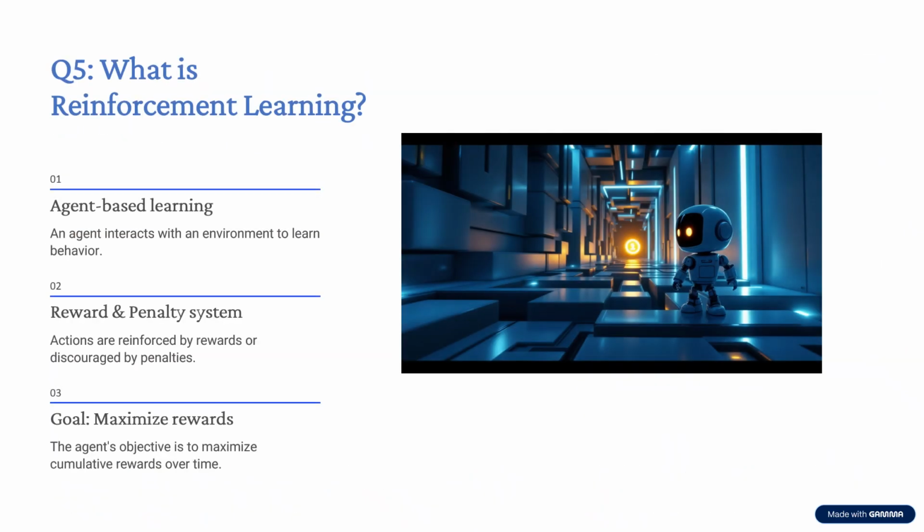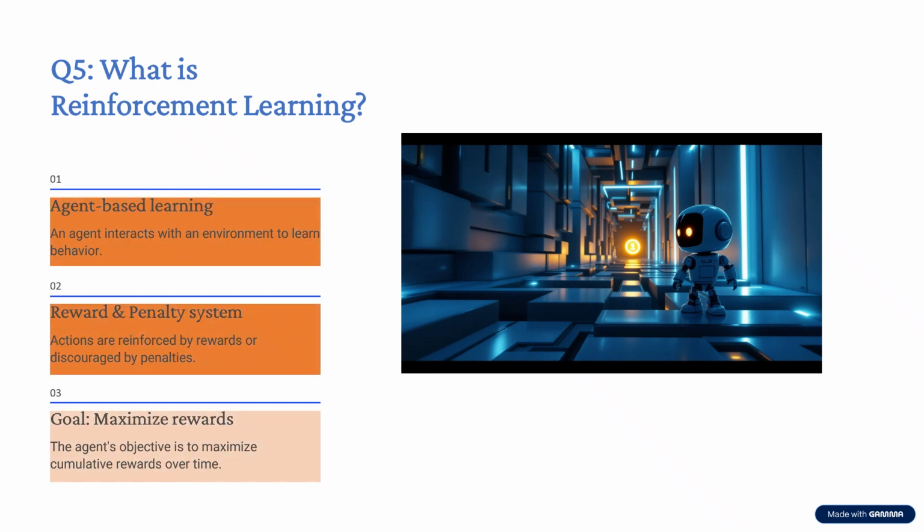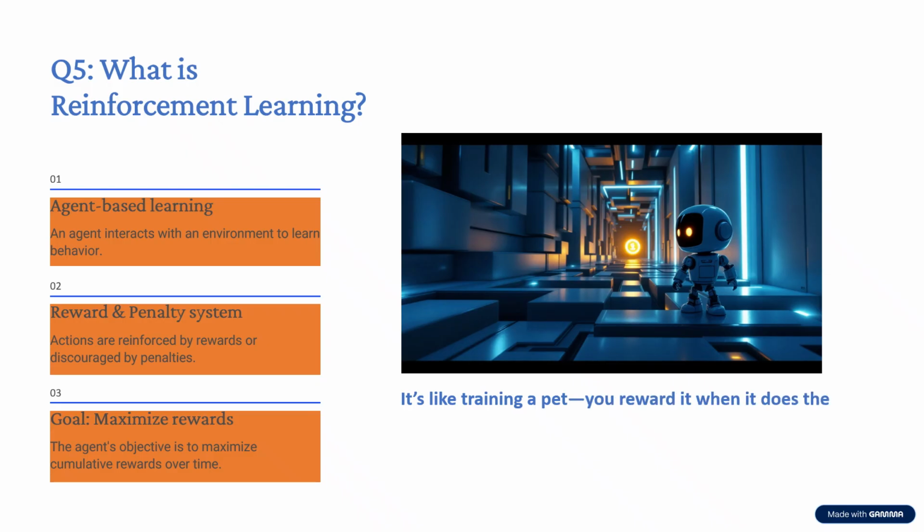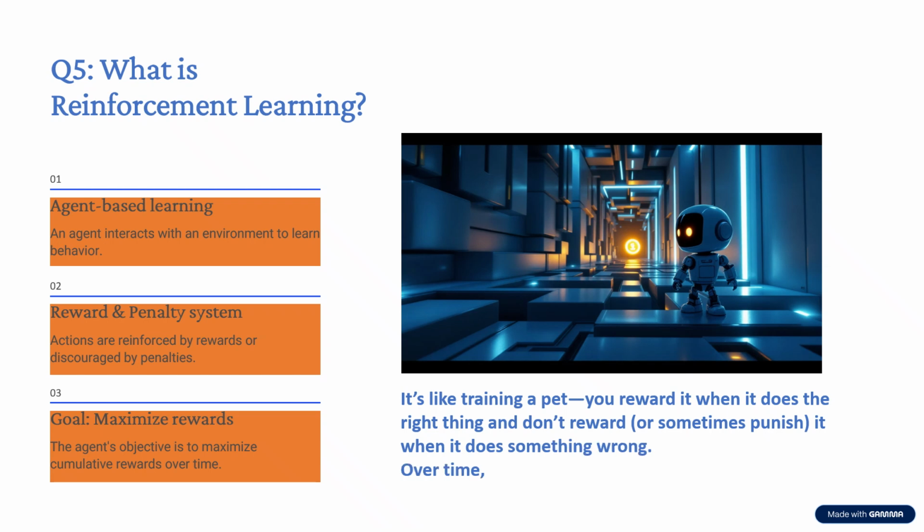Reinforcement learning is a type of machine learning where an agent learns by interacting with an environment and improves based on feedback. In simple words, it is like training a pet. You reward it when it does the right thing and do not reward, or sometimes punish it, when it does something wrong. Over time, it learns what actions give the best results.